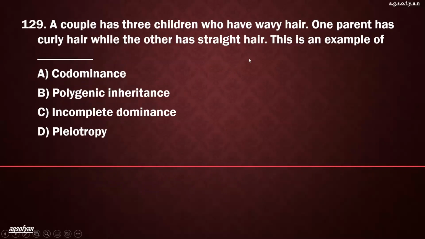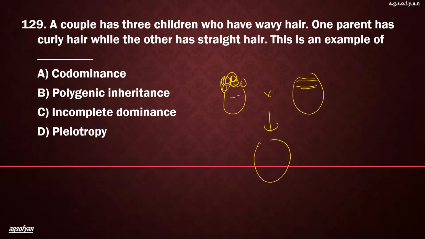A couple has 3 children who have wavy hair. One parent has curly hair and the other one straight hair. So let's say the mother has curly hair and the father has straight hair, but the children have wavy hair. What kind of inheritance is that? Polygenic? No, polygenic is many genes, like skin color. This is incomplete dominance.